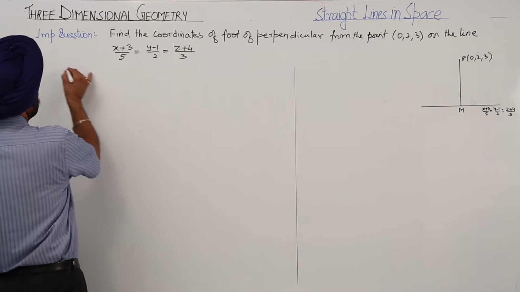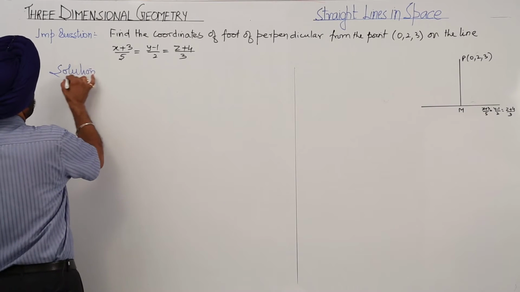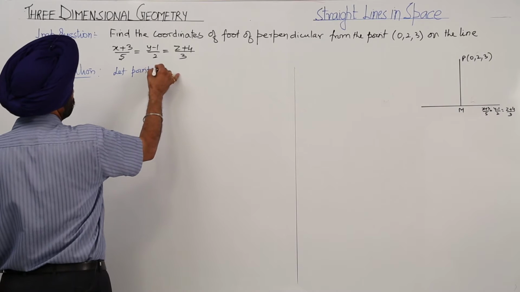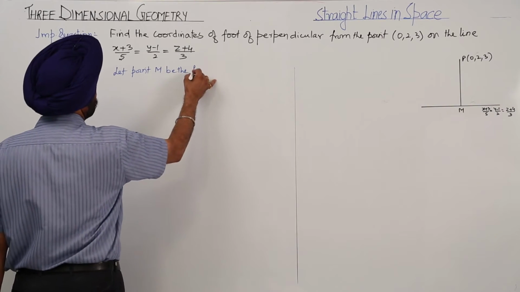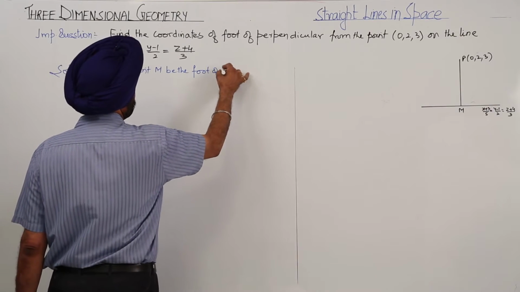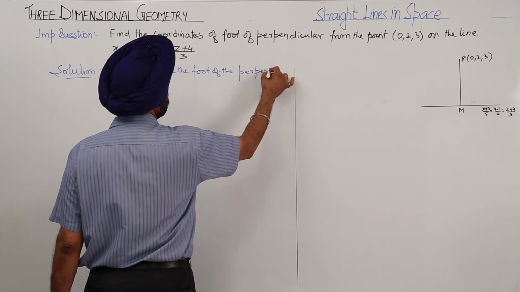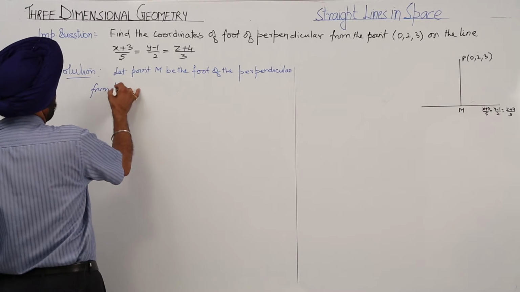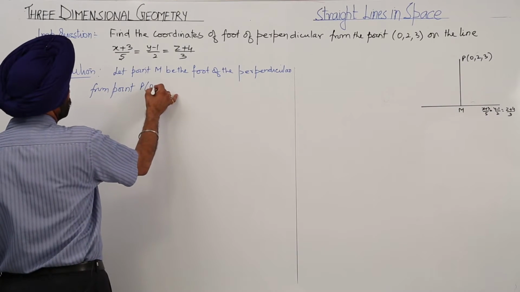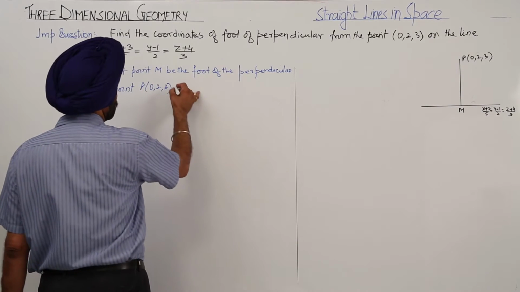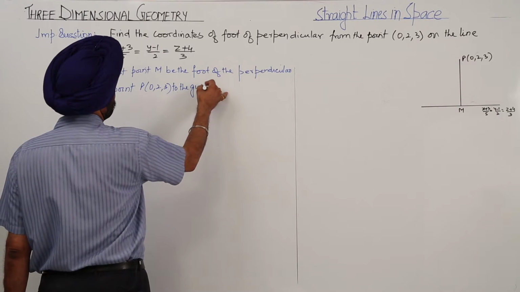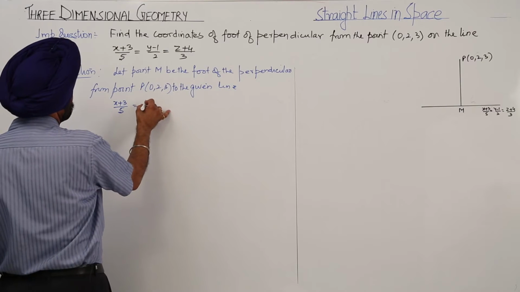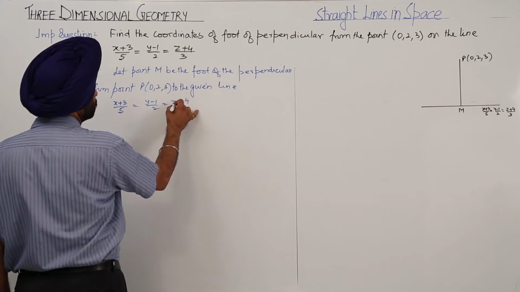Now, let point M be the foot of the perpendicular from point P with the given coordinates, let it be (0, 2, 3), to the given line, and the given line is (x + 3)/5 = (y − 1)/2 = (z + 4)/3.